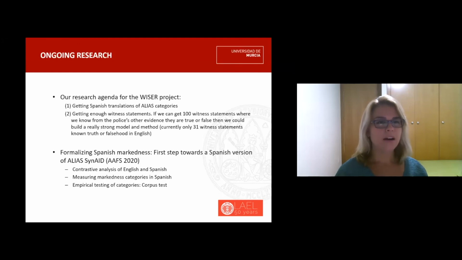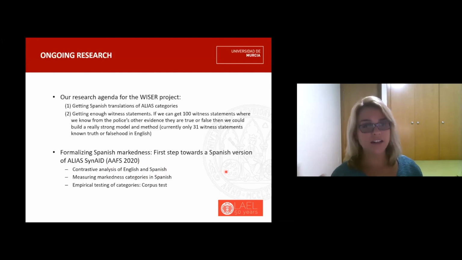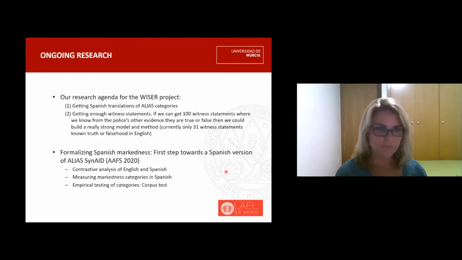And our second goal, because it is indeed ongoing research for us, is formalizing Spanish markedness. The first step towards the Spanish version of ALIAS ATT was already presented at the American Academy of Forensic Sciences this year, before the pandemic, by the way. So we've already conducted a preliminary contrastive analysis of English and Spanish. We've measured markedness categories in Spanish, and we've performed some empirical testing of categories through a corpus test.